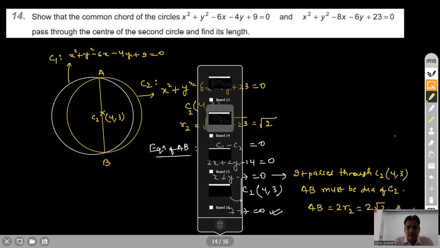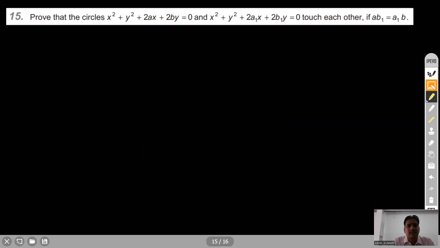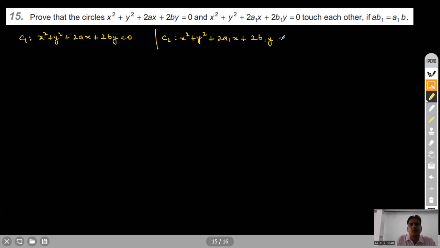So let's take the next question, question number 15. It is saying prove that the circles this and this touch each other if AB1 is equals to A1B. Okay. For touching of the circles, two circles are here: x square plus y square plus 2ax plus 2by equal to 0. This one is our main circle. And our second circle is x square plus y square plus 2a1x plus 2b1y equal to 0.